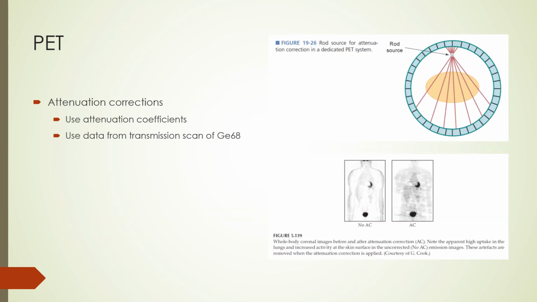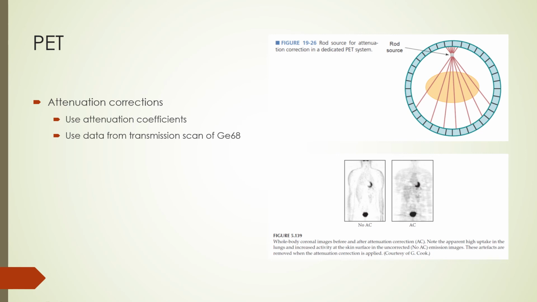In PET, attenuation is more severe than in SPECT because of a higher chance that the photons passing through tissue will interact before exiting the tissue. Attenuation correction in PET can be done as in SPECT by using attenuation coefficients based on a uniform phantom. Another method is to use a transmission scan using a retractable germanium-68 rod source. The transmission scan is used to correct the emission data before image reconstruction.